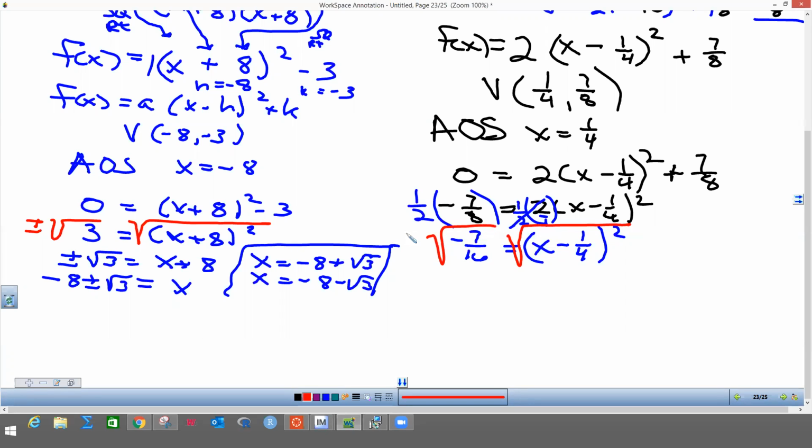Square root this side. So I put a plus minus here. And it just so happens when you square root a negative, this is Mr. Downing's friends. It's imaginary. So this would have no x-intercepts. In other words, the graph would not cross the x-axis. So that's those two problems.